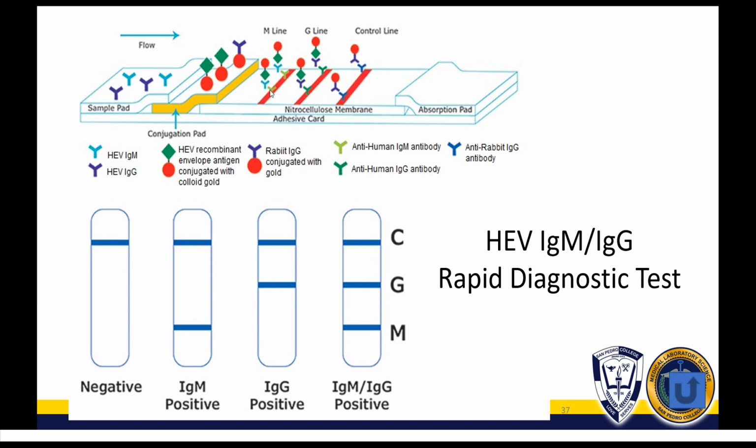It is the anti-human IgM antibody that is impregnated in this region here. So, this anti-human IgM will bind to the IgM and will capture the IgM. And if the IgM is captured here, the colloidal gold here will produce a purplish line coloration. That is why a line appears on this region if the patient has IgM.